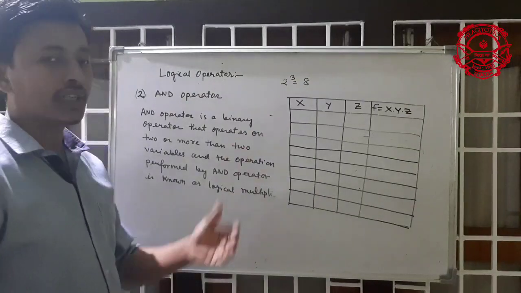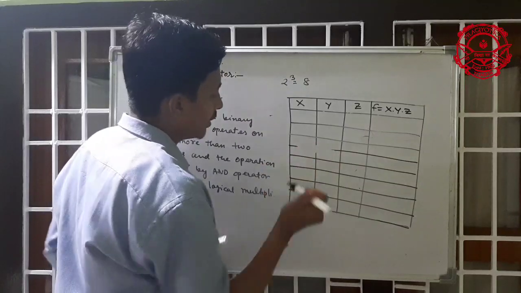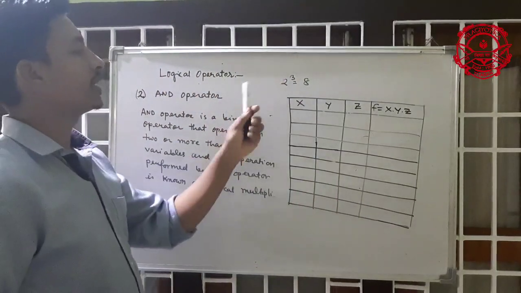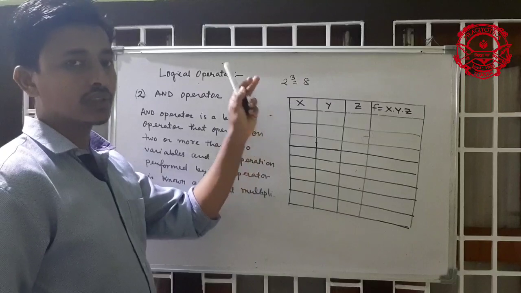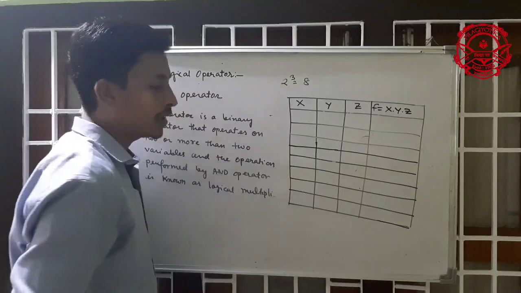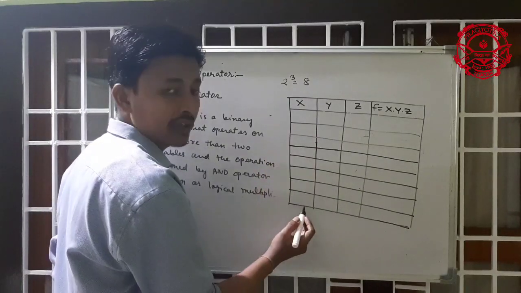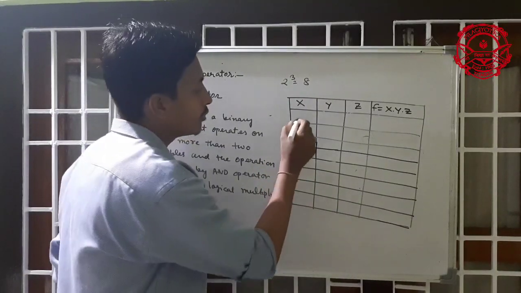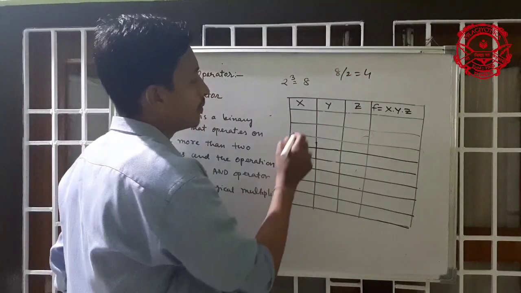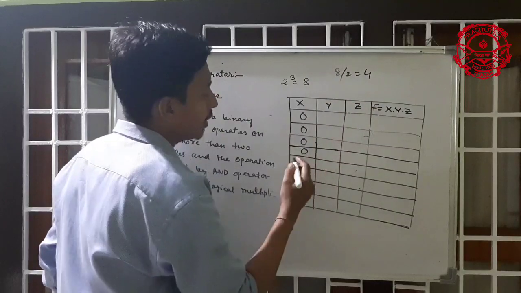There is a shortcut for arranging this truth table. 2 to the power 3 means 8 combinations, 8 rows, 0 to 7. For the x column, we divide 8 by 2, which is 4. So first we give four 0s, and after that four 1s.